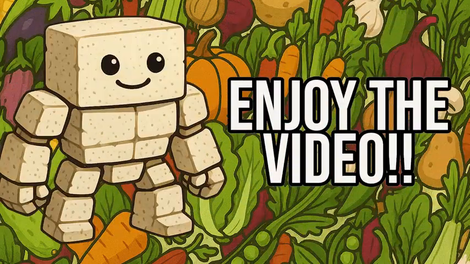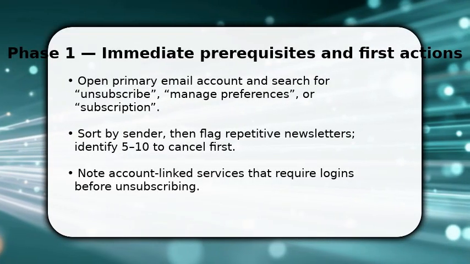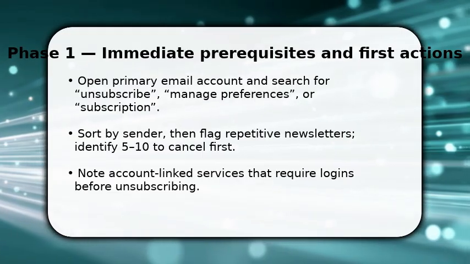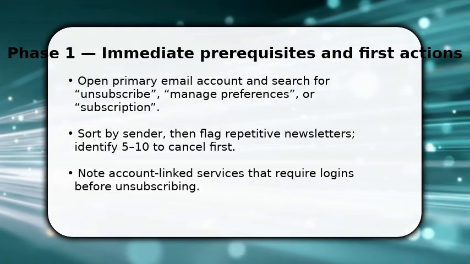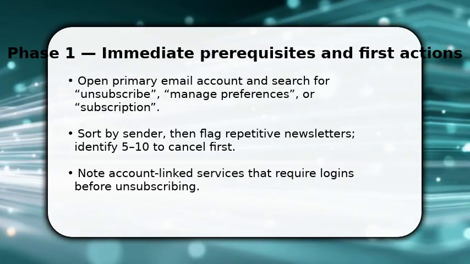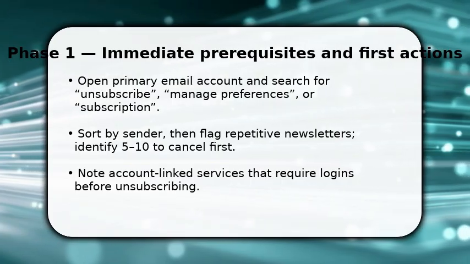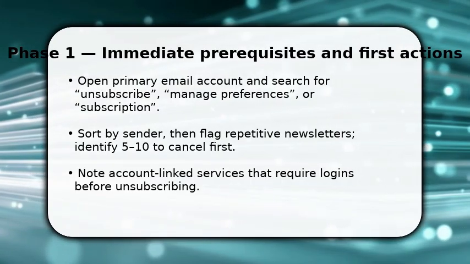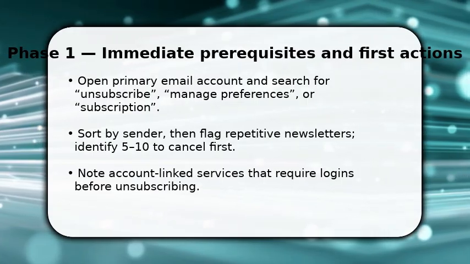You start by opening the inbox that receives the most newsletters. Search for unsubscribe and manage preferences to surface subscription emails quickly. Once done, sort or filter by sender so you can batch similar newsletters. This speeds cancellation and prevents missing recurring items.